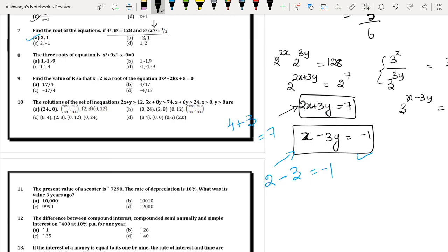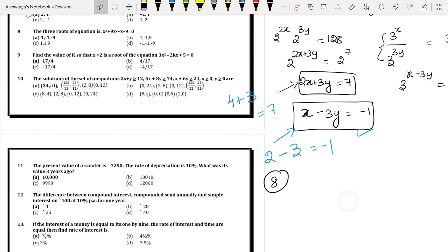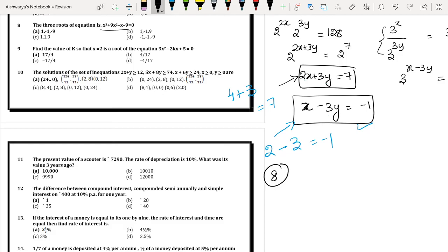Okay. So let us go to question number 8. Cubic equation, I want all of you to pay attention. This is very important.